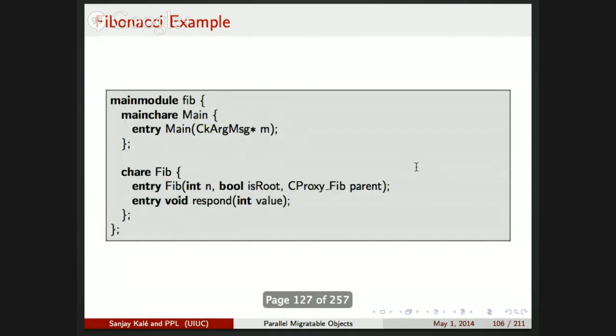So in this case, again, we have the same CI file. We just have our Fibonacci constructor, where, again, it takes the number it's computing, whether or not it's the root, and the location of some results. And we have our entry method for responding with a value.